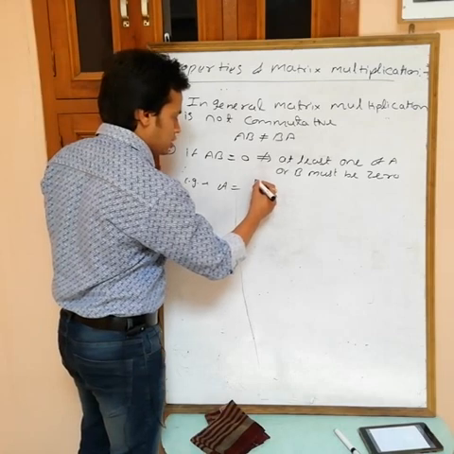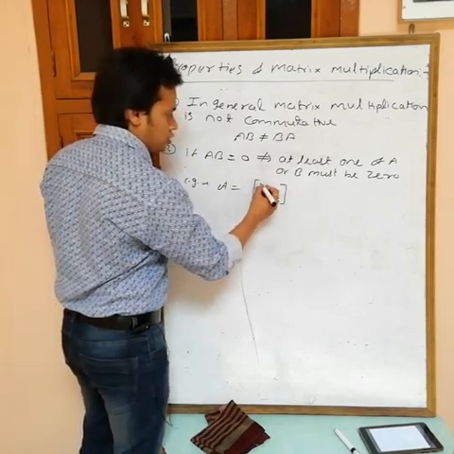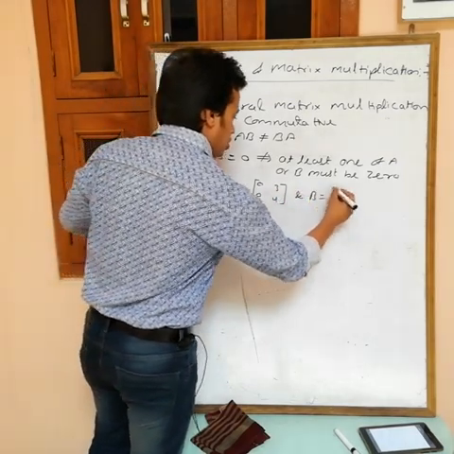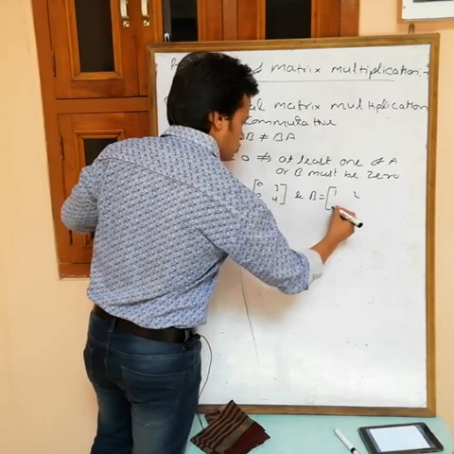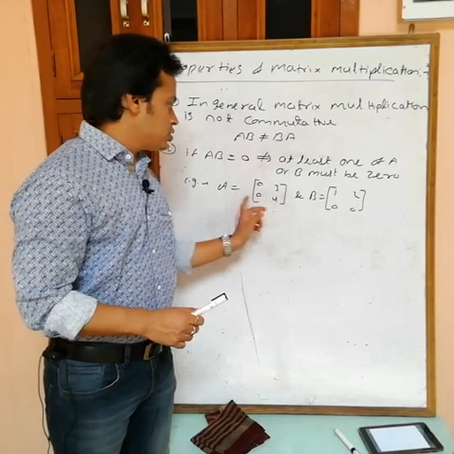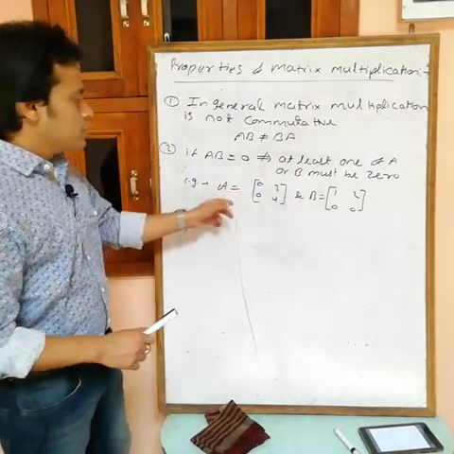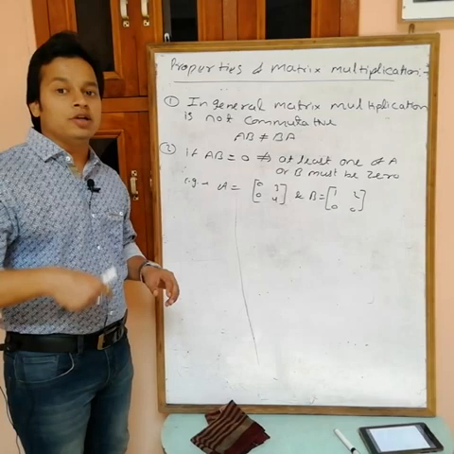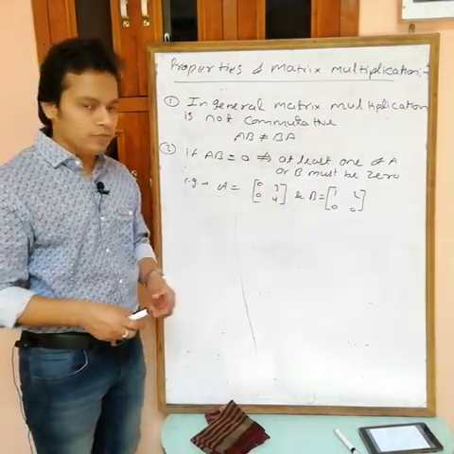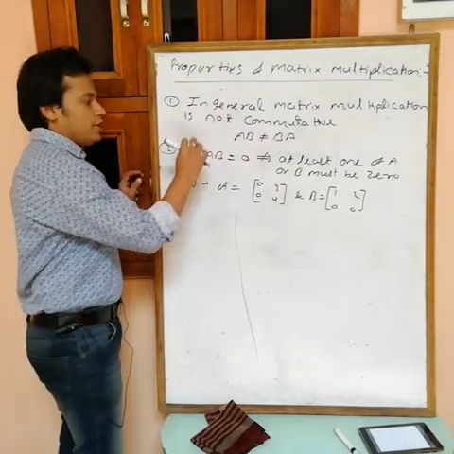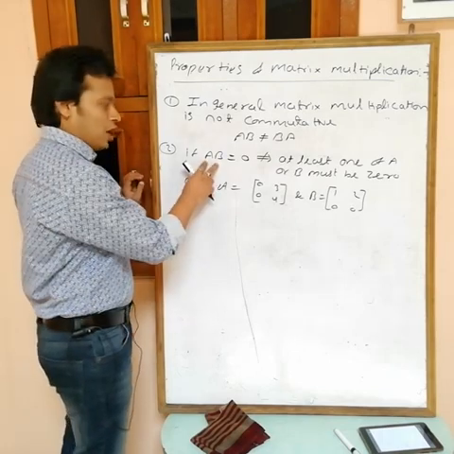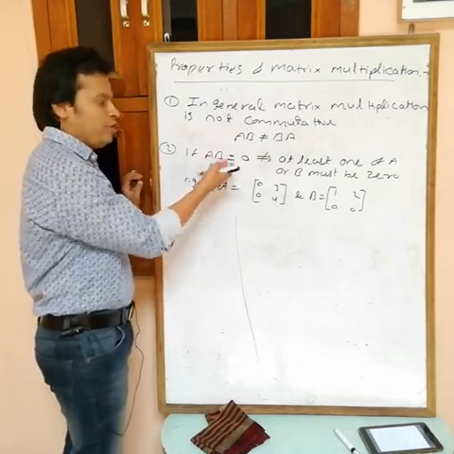If you take A as [0, 0; 3, 4] and B as [1, 2; 0, 0], check for this one. If you multiply AB, what will you get? 0, 0, 0, 0. In this case, the product matrix AB is the 0 matrix. But you can easily see that neither A nor B is a 0 matrix. So if AB is equal to the null matrix, it is not necessary that at least one is 0. If both are non-zero, then also the product may be the null matrix.